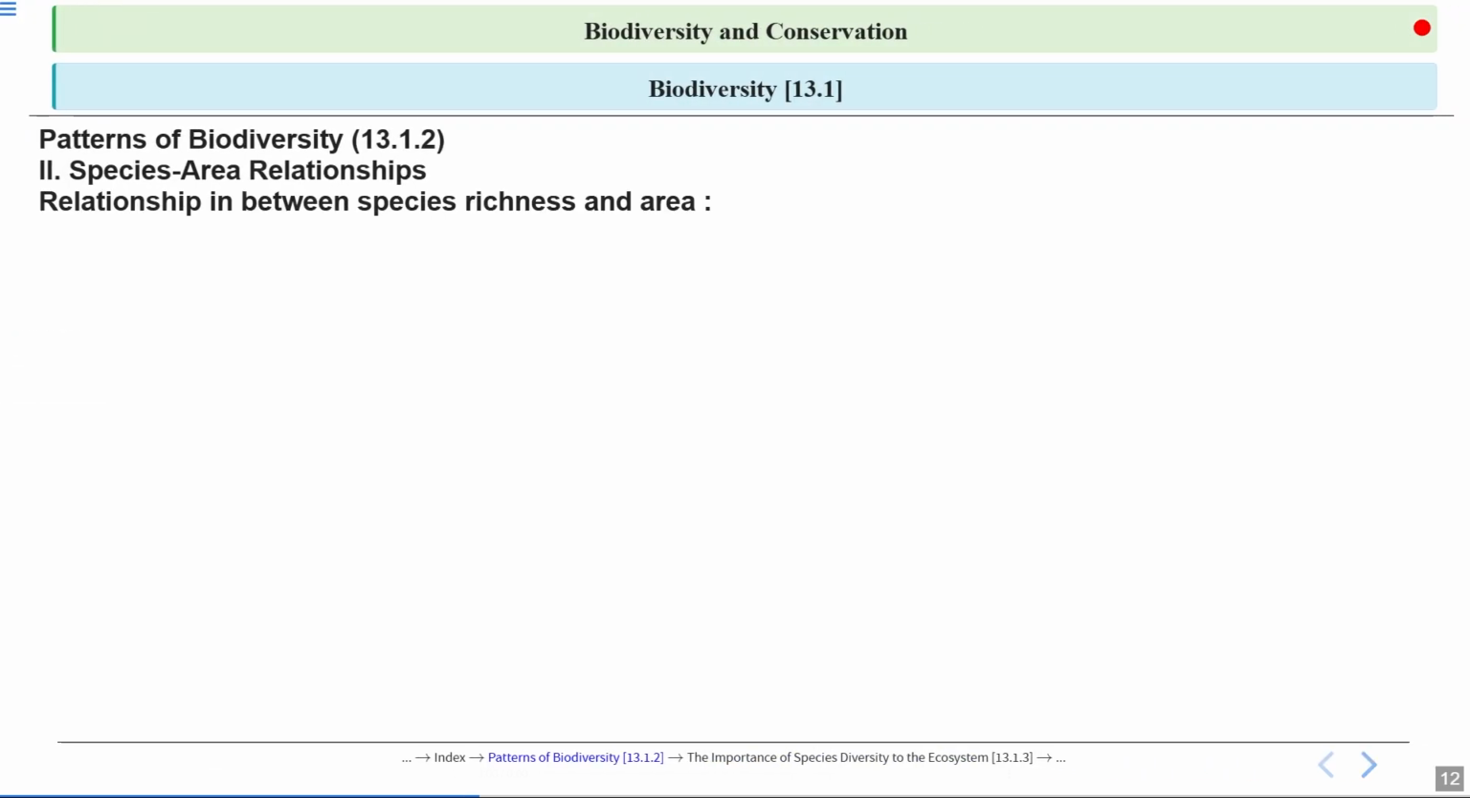Now let's talk about the relationship between species richness and area. You will get a hyperbolic relationship. Scientists have found that this relation often follows a specific pattern called a hyperbolic relationship. This means as the area gets larger, the number of species increases, but not in a straight line. It starts to level off. So you will get a hyperbolic relationship, not a straight line.